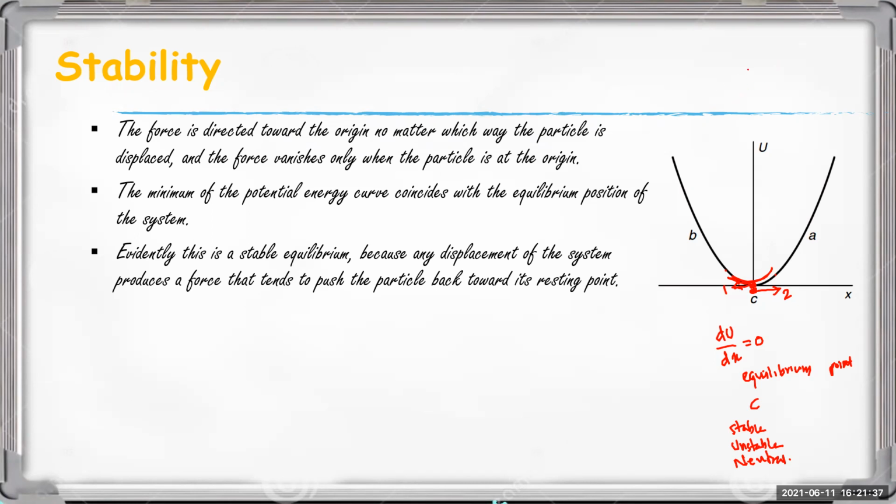Consider an egg balanced at one of its edges like this. Here is the surface. Then this position is its equilibrium position.